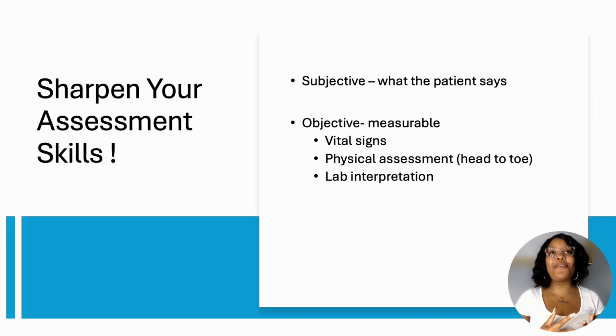Alright, so we're going to start here with the most important thing, and also the first step in the nursing process: assessment. So you need to sharpen your assessment skills. Remember the two types of data we have: objective data and subjective data. Subjective data is what the patient says. Objective data is measurable, whether it's vital signs, your head to toe physical assessment, or lab value interpretation.